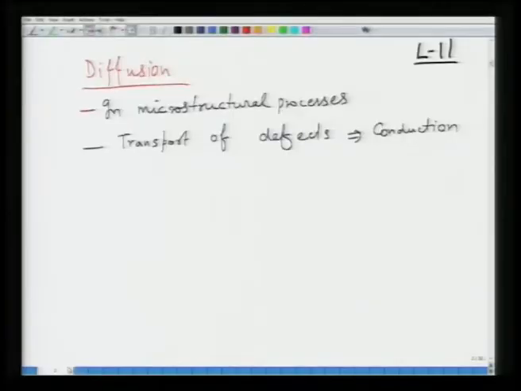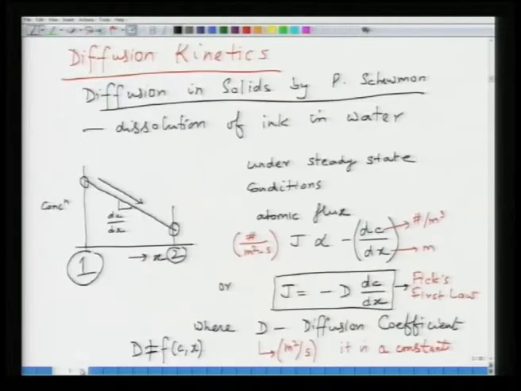In the context of defect migration, the first important phenomenon is diffusion. Diffusion is very important in many microstructural processes such as sintering, grain growth, etc. In this context, it means transport of defects, which is related to conduction. And then we looked at the diffusion kinetics.